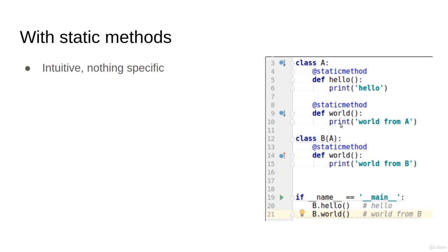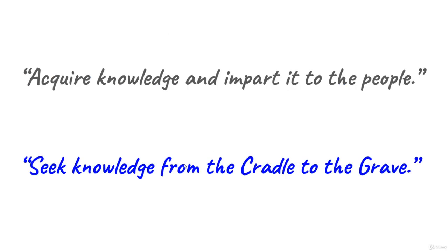You can also override methods, but nothing here different. Like we have here hello and world, but we override here world. So world will be visible from that guy, but hello will be visible from that guy. This is very intuitive, nothing specific. That's all.